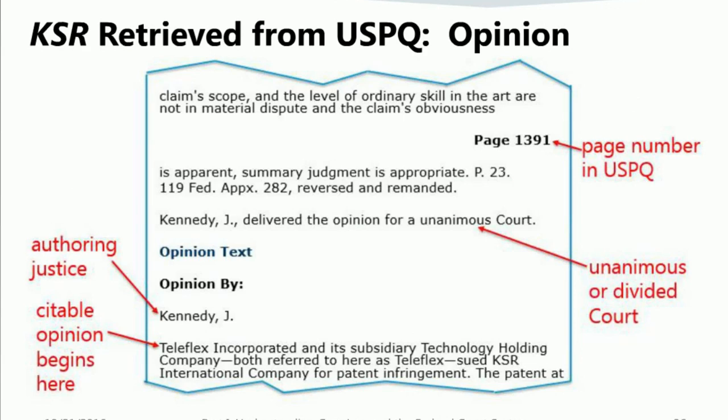The slide shows the beginning of the actual opinion of the court in the KSR decision. The page number is indicated. Note that this is the page number in the USPQ publication of the decision and not the page number in the West Reporter. There is an indication of whether or not the opinion was unanimous. You will be able to tell where the opinion itself starts because it follows the words opinion text and opinion by and the name of the authoring justice or judge.